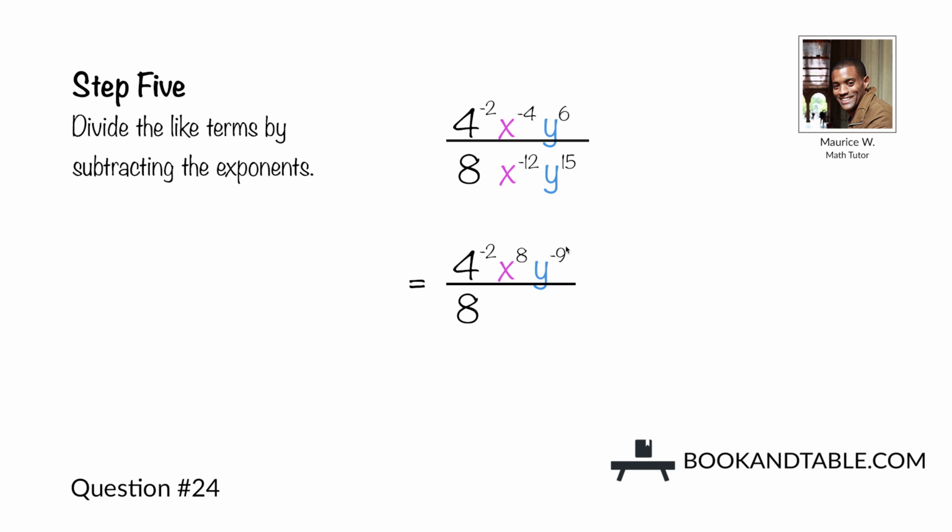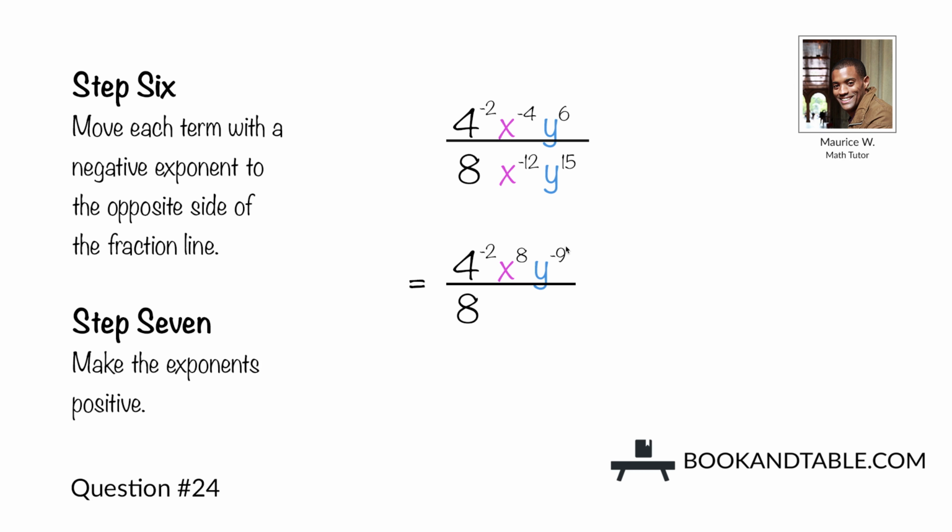So now that we've simplified our variables, step 6, move each term with a negative exponent to the opposite side of the fraction line. And step 7, make the exponents positive. So let's move this 4 to the denominator and y to the negative 9 to the denominator.